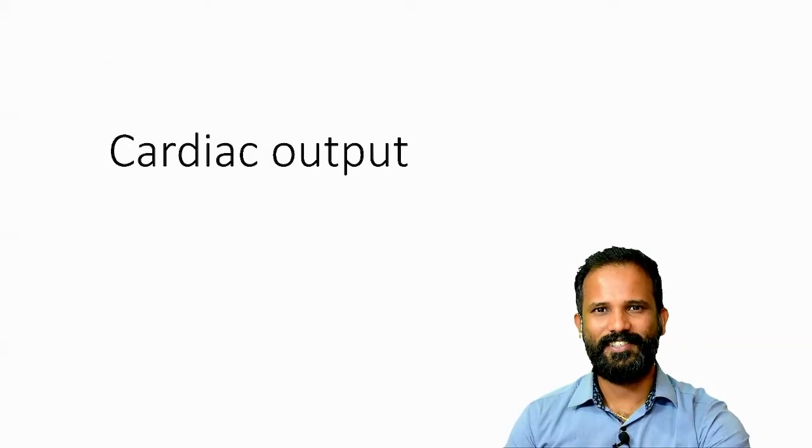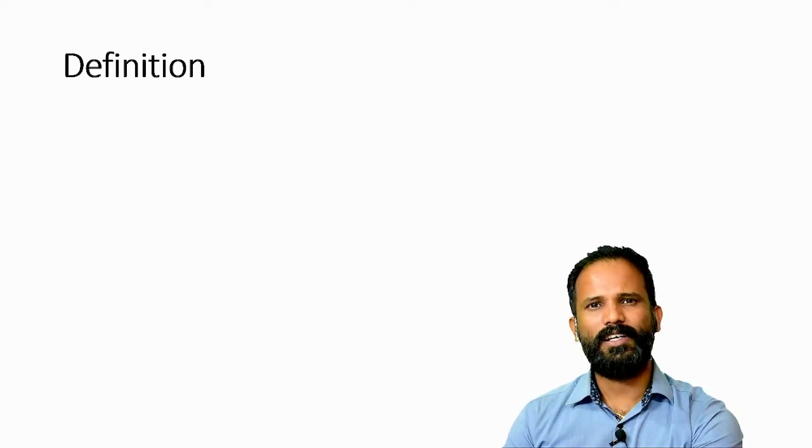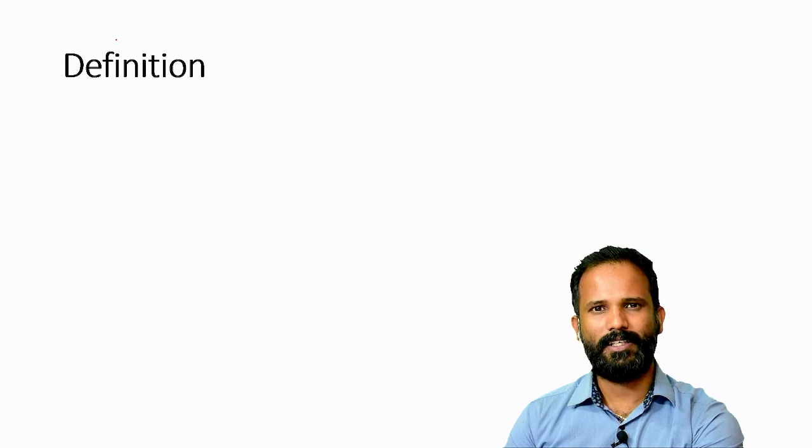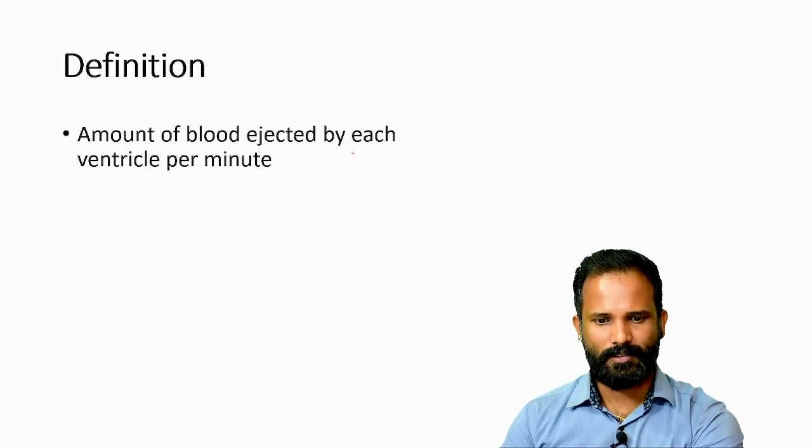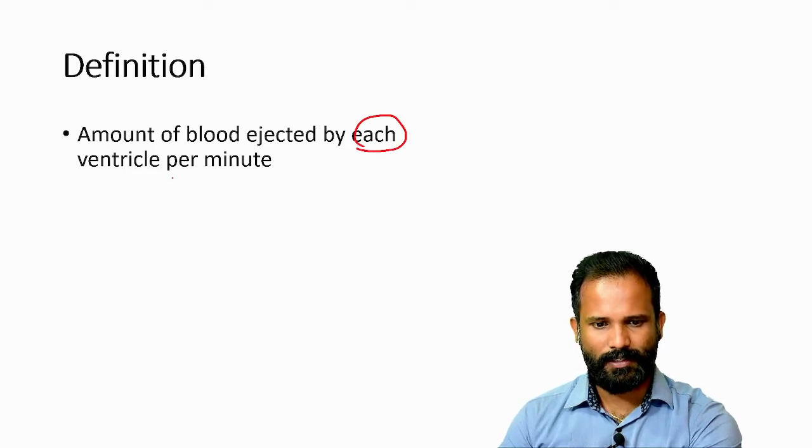Hi guys, today's topic is cardiac output. So what is cardiac output? Cardiac output is the amount of blood ejected by each ventricle per minute. So each ventricle per minute.